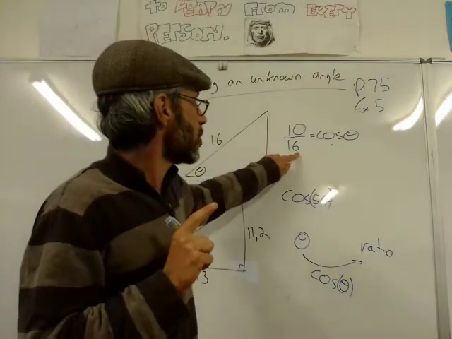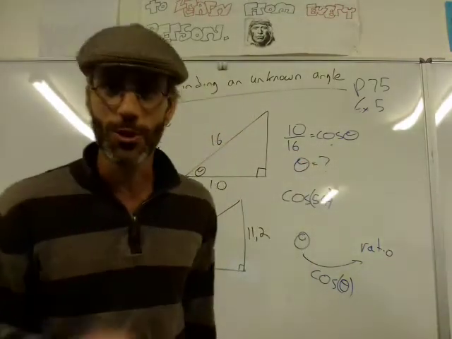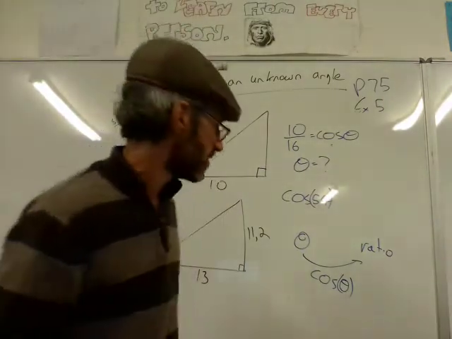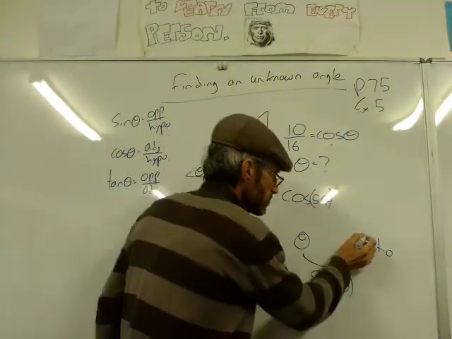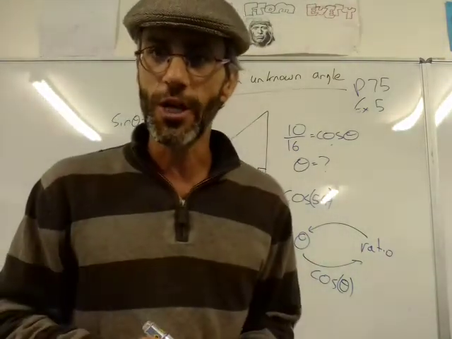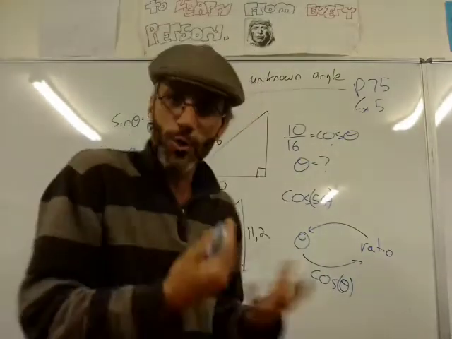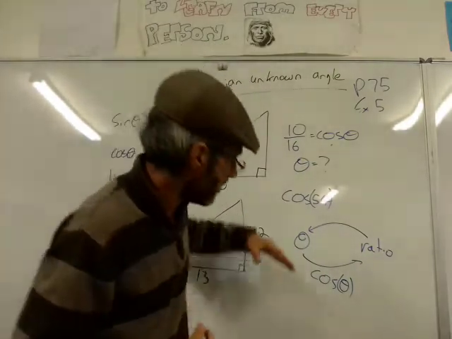We've got a ratio, but we want to find out the angle. We don't want to know what the ratio is. We know the ratio, we want to know what the angle is. So I've got a ratio, and I want to find out the angle. Now, later on this year, we're going to learn about this concept called inverse function, but I can already give you an explanation here.